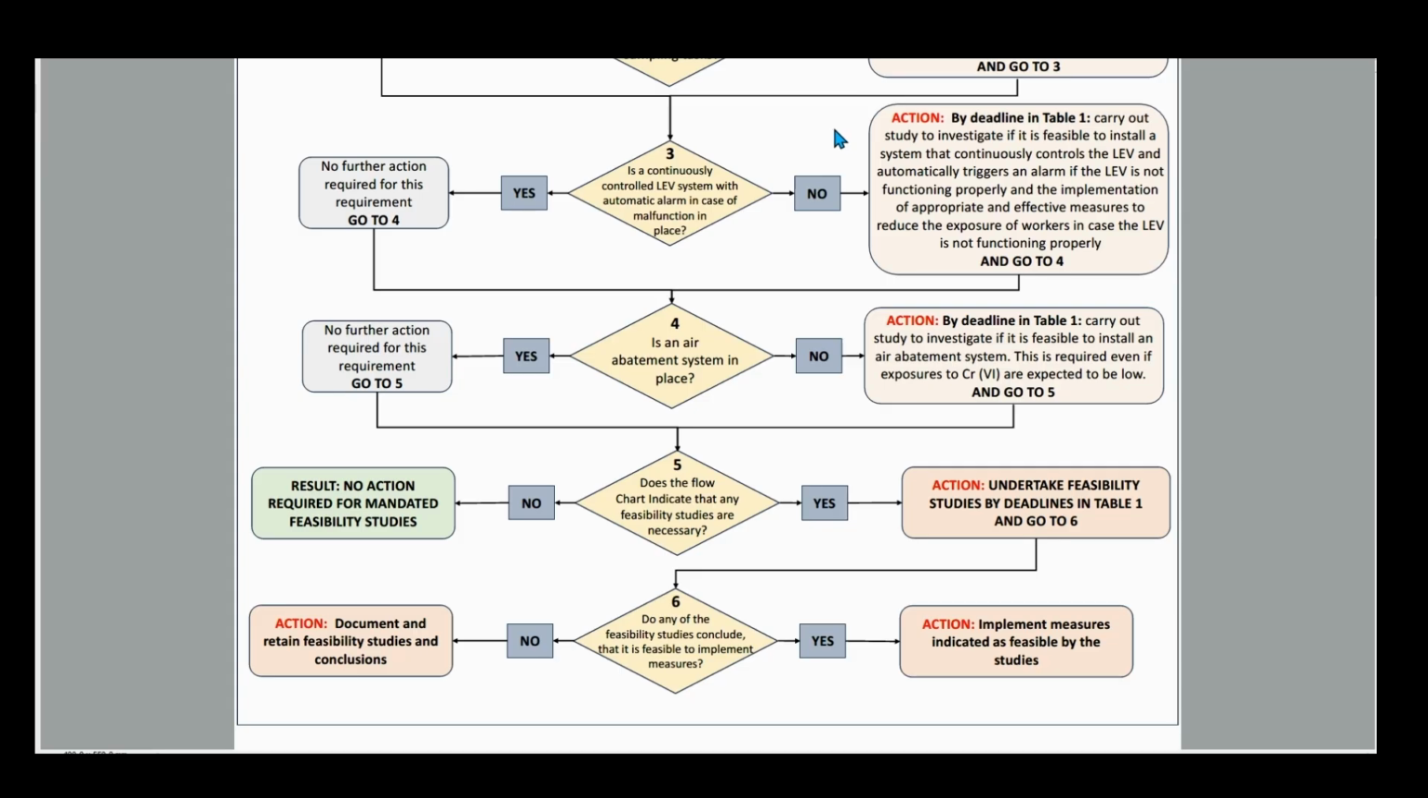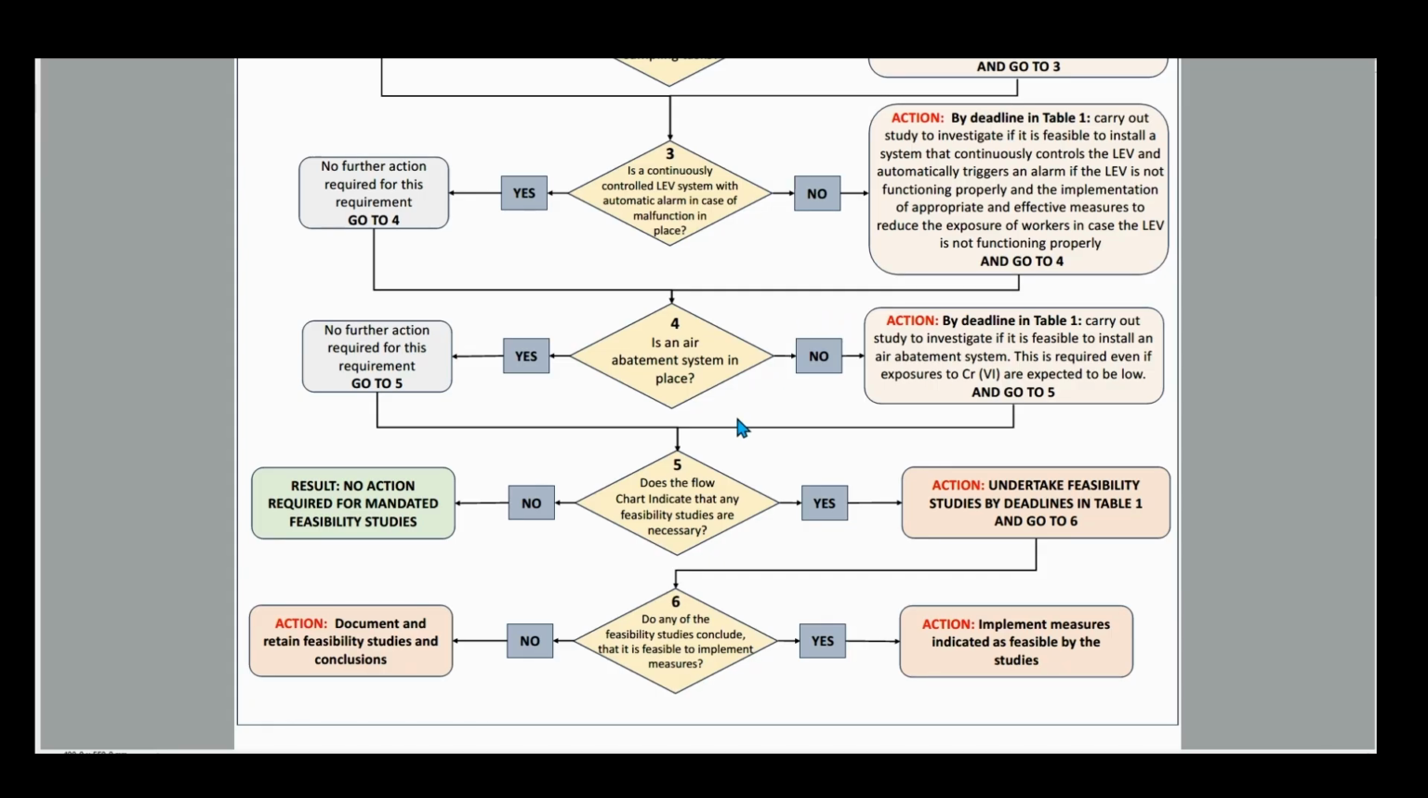Then we move on to the last requirement, which is to have an air abatement system in place for hexavalent chromium tasks. You can proceed to the next step if your answer is yes. If you answer with no, a study elaborating if it is feasible to install an air abatement system has to be carried out. Please note it is a requirement even if exposures to hexavalent chromium are expected to be low.